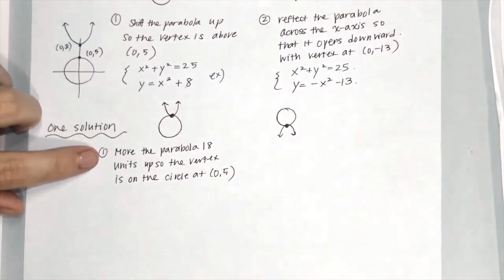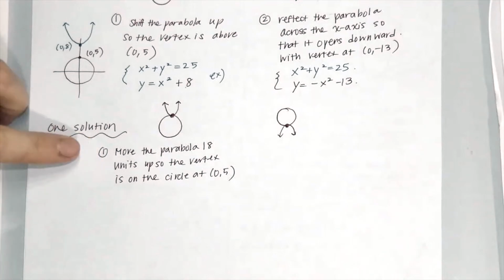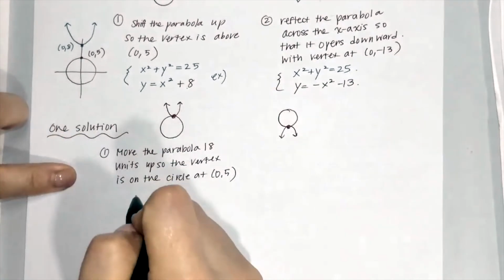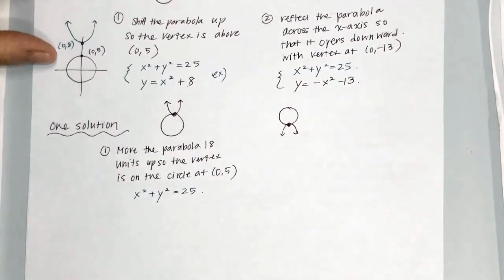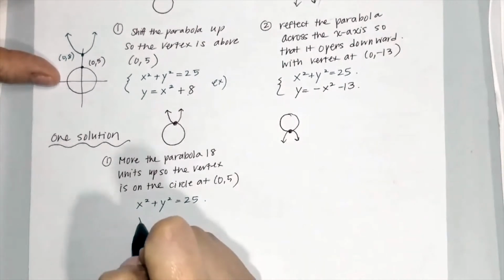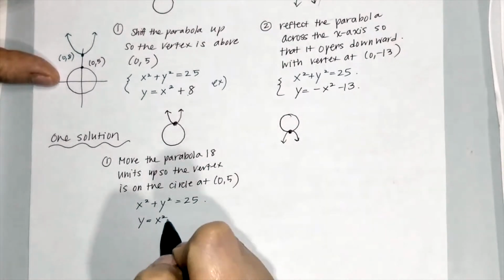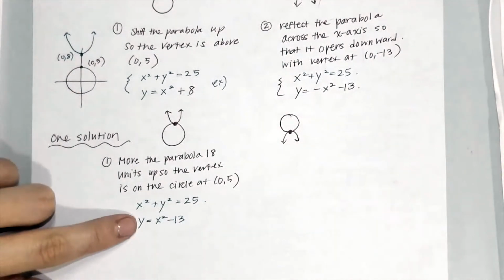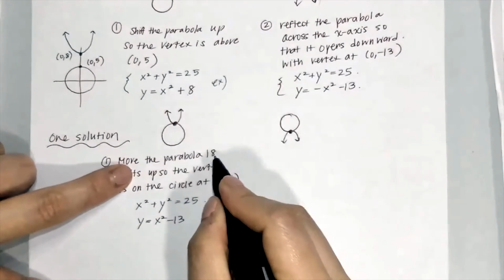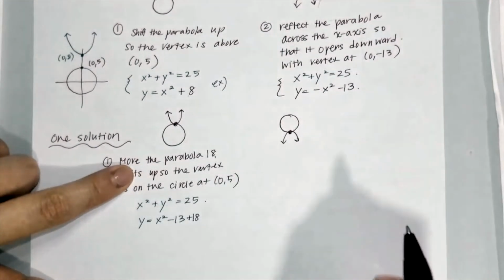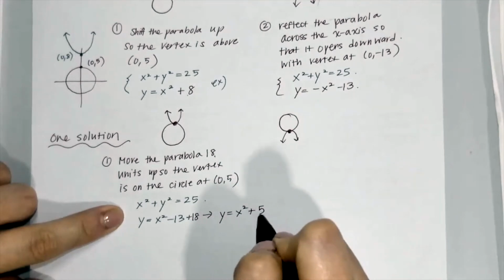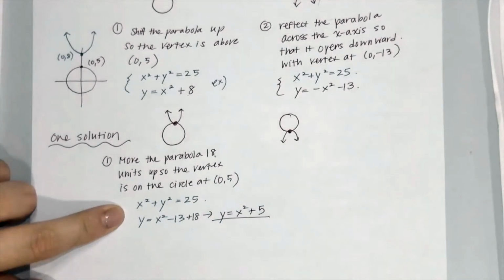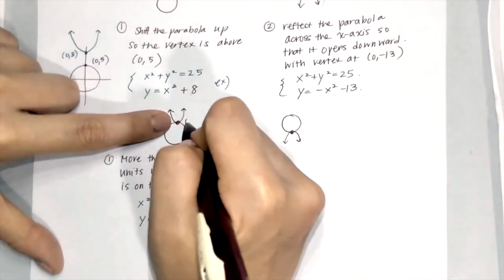So for that one, what is my equation going to look like? Circle stays the same. But then my parabola, which was y equals x squared minus 13, but since I'm going to be adding 18, moving it up 18 units, it actually becomes y equals x squared plus 5. That's what it becomes. So the vertex is at 0, 5.